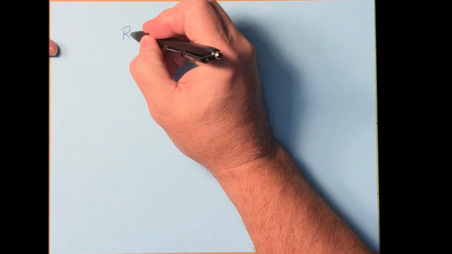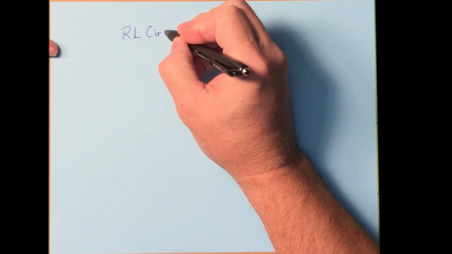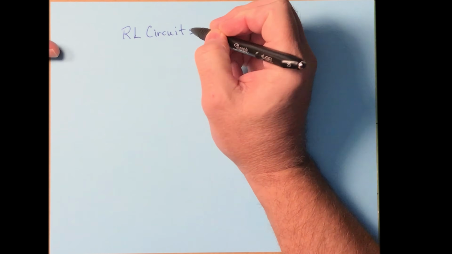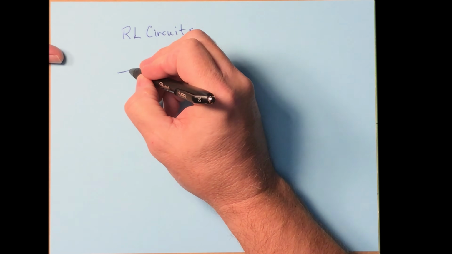All right, let's look at a circuit. We've already looked at RC circuits, so now we're going to turn our attention to RL circuits. We'll set it up this way.